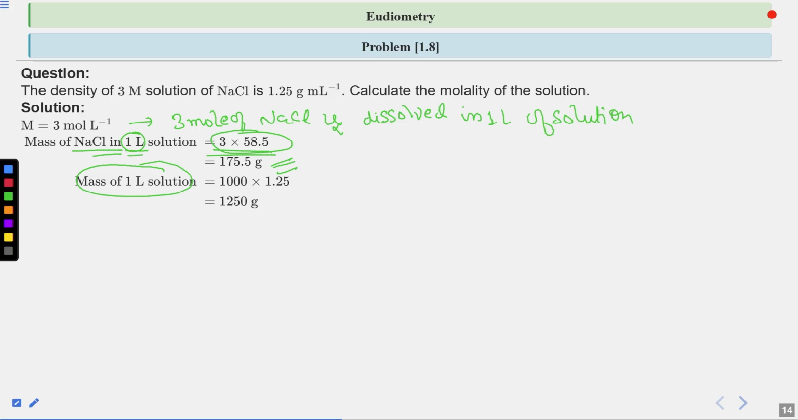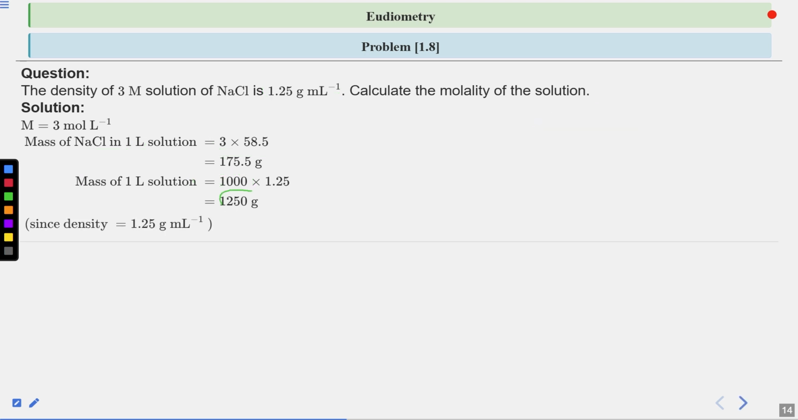It is 1 liter. So 1 liter is being converted to milliliter by writing 1000. To calculate the mass of 1 liter, we simply multiply the density with the volume. If you do so, you will get the mass of solution as 1250 gram. So we have used the formula of density, which is mass per unit volume, and from there we have calculated the mass of 1 liter. Remember, I have taken 1000 ml because density was given in gram per milliliter.